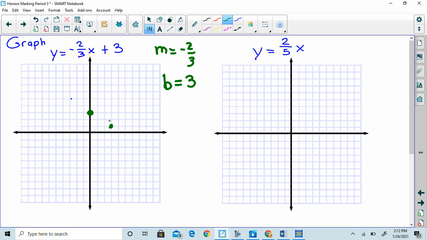I technically only need 2 points, but there are times that I will go just a little bit further in both directions, simply because when we start graphing inequalities in systems, we want to extend that line. Okay, we see that this is a negative downhill slope, and so is the value of my slope, which is -2/3. My next graph, y = 2/5 x, is an equation that starts at the origin.